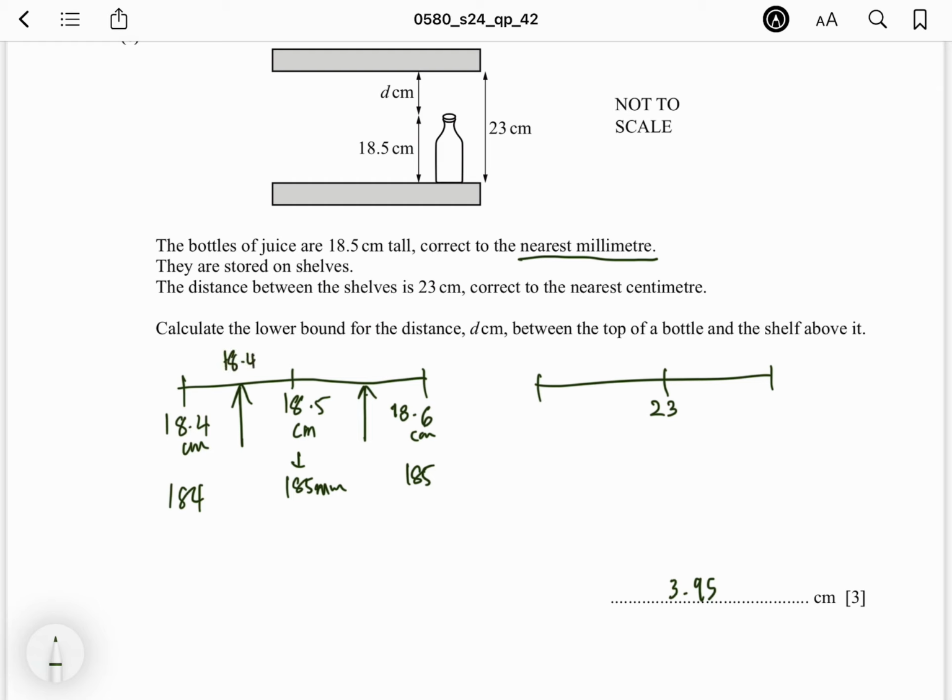So lower bound and upper bound. Okay, now different than 23 centimeter. 23 centimeter, you cakap nearest centimeter. That means here would be 24, sini 22. You see the difference between nearest millimeter sama nearest centimeter. Nearest millimeter also equivalent to 1 decimal place, 0.1. Okay, the nearest 0.1. So that's why 18.6 and 18.4. So that means here would be 22.5.